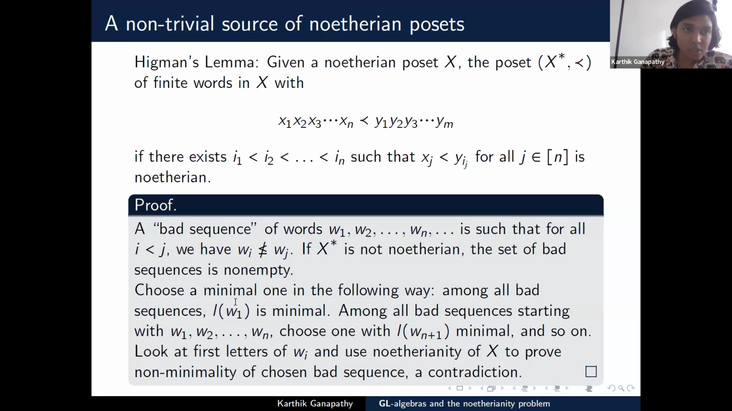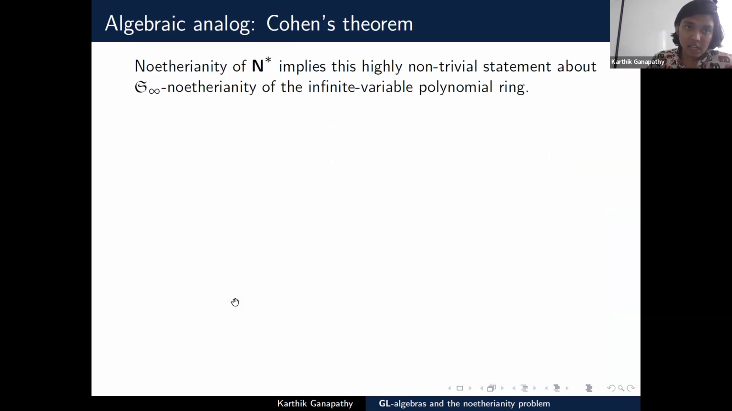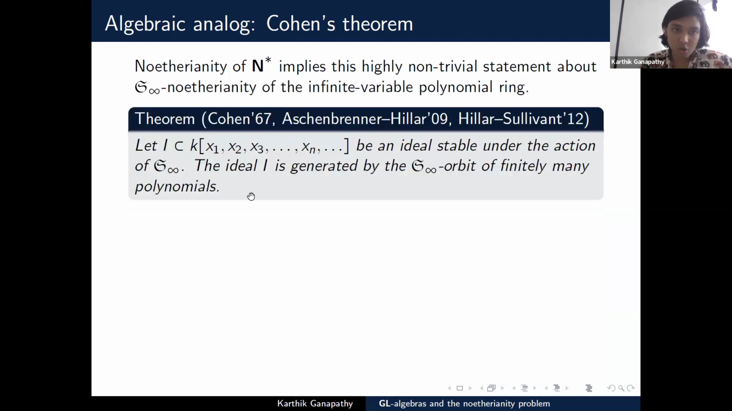So this tells you that X star with this preceding ordering is a Noetherian poset. Okay. And so now the question is, what is the algebraic manifestation of this? And there's a result of Cohen going back to the 60s, which essentially says the Noetherianity of n star implies that the infinite variable polynomial ring is S infinity Noetherian.